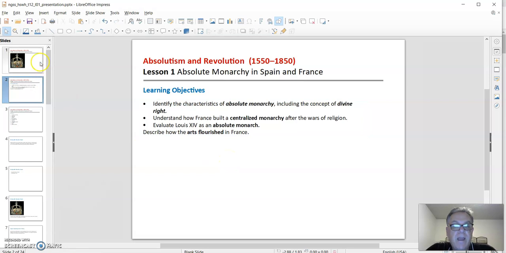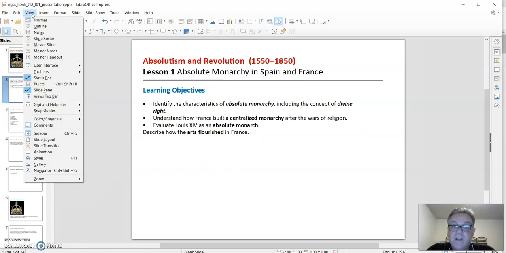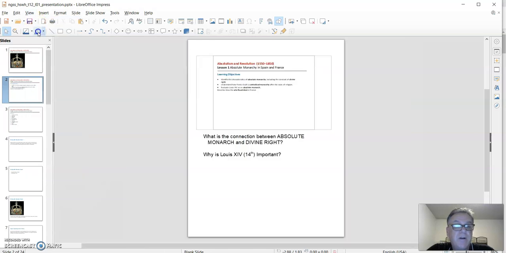What I can do now is I have this here, and this would be a great idea. If you have something that's bold and it's in an objective, which means you're going to have to know it, we're going to go to our notes. And I have a question for you already. What is the connection between absolute monarch and divine right? Those were two terms that we talked about last week. What is the concept of an absolute monarch? And what is divine right? We talked about how these people believed that they ruled from God. The other one that's really important is, why is Louis XIV important?